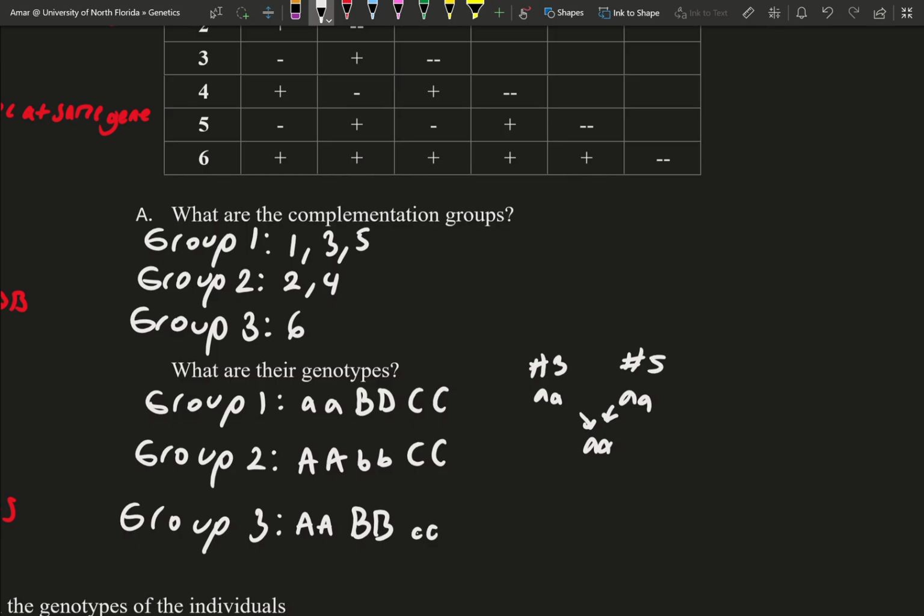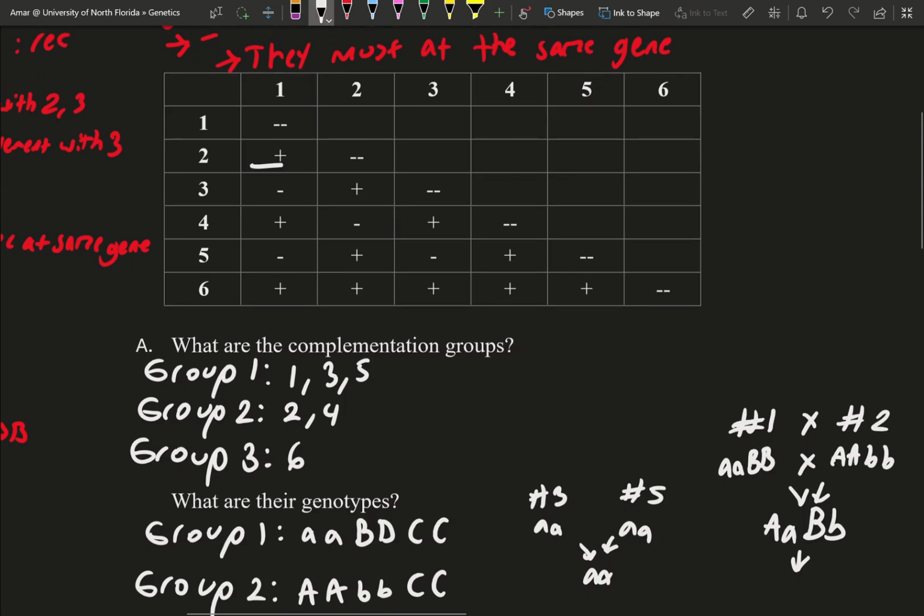So what you want to do here is confirm that you have everything correct, okay? We want to cross number 1 together with number 2, which are in different groups. So what we're crossing is little a, big B, crossed with big A, little b. If you cross these together, you always end up with a dominant phenotype because all of these genes are dominant. So what we want to do is confirm that's the case. Number 1 and number 2 should complement together, which they do over here.